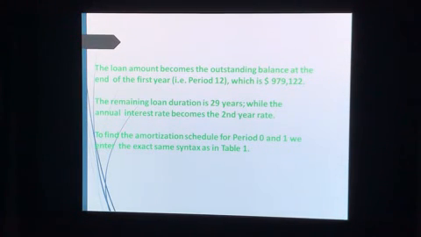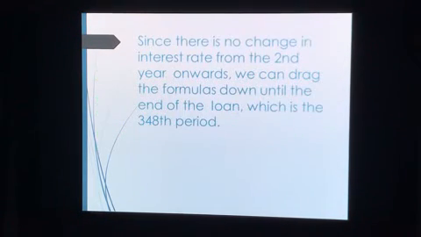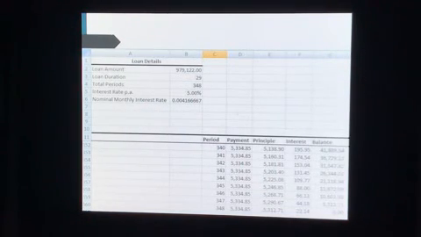Again, we will use the same procedure that we did for the first year payments. From the second year till the 348th payment, we will use this table. We will insert the loan details, then use the previous commands we discussed to draw the table, and then drag out the whole table till the 348th payment. That will give us the complete loan amortization schedule.